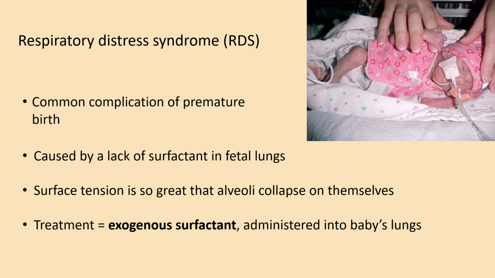The absence of surfactant in premature babies gives rise to what's known as respiratory distress syndrome, or RDS. It's a very common complication of a premature birth. So surfactant in alveolar fluid is not produced in a developing fetus until the very end of pregnancy, right? The fetus is not going to use its lungs, so there's no reason for it to start to produce surfactant.